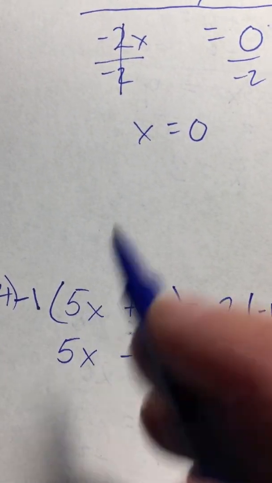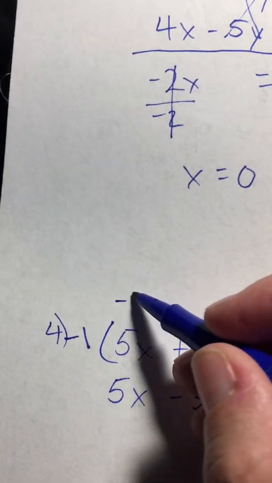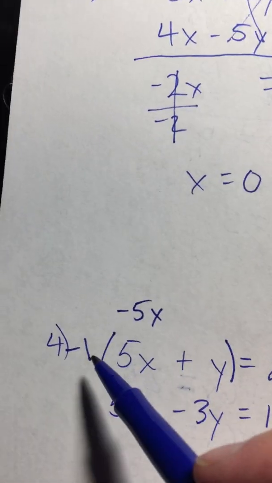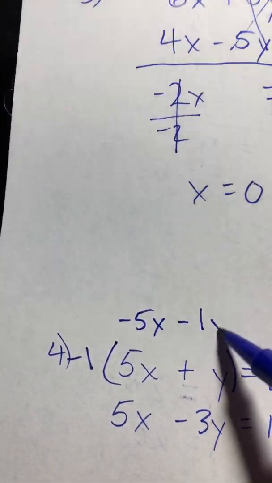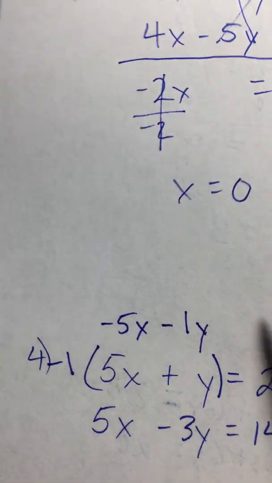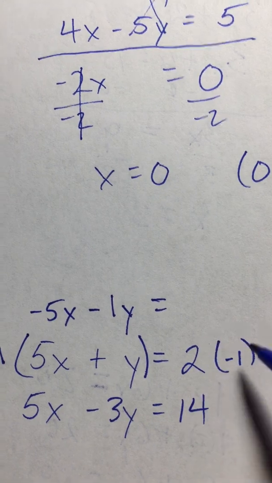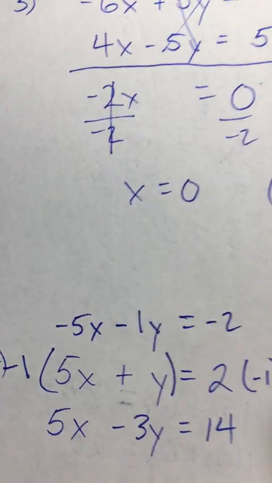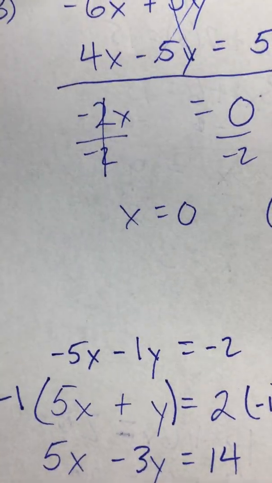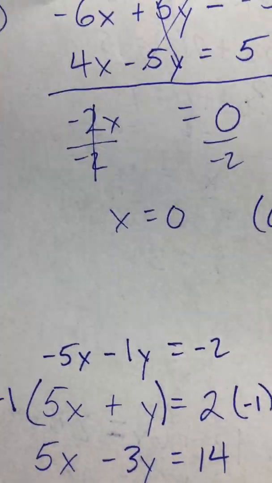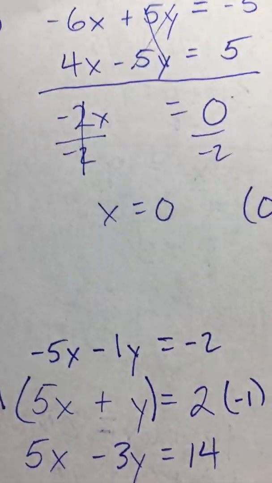So negative 1 times 5 will now be a negative 5x. Negative 1 times a positive 1 is now a negative 1y. Okay, parentheses are gone, equals, and then 2 times negative 1 is now a negative 2. So I'm going to rewrite that equation over here. My new first equation is negative 5x minus 1y equals negative 2.